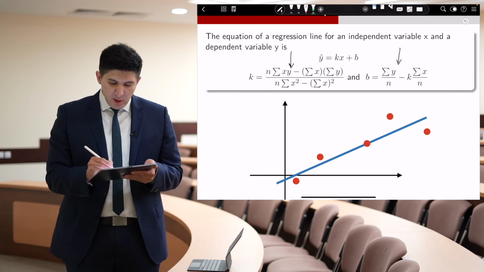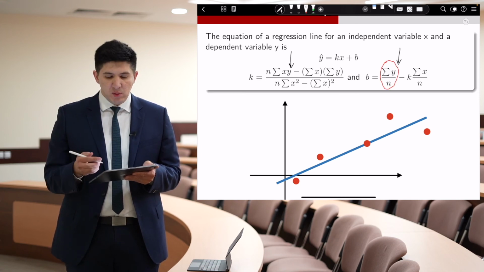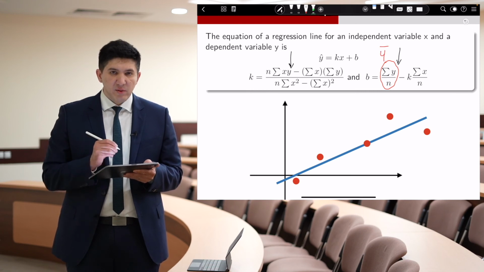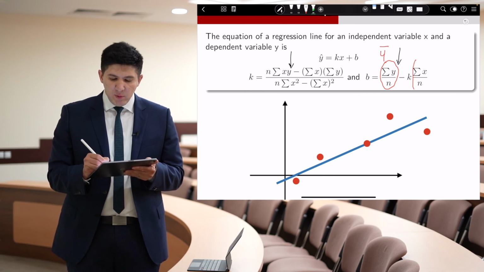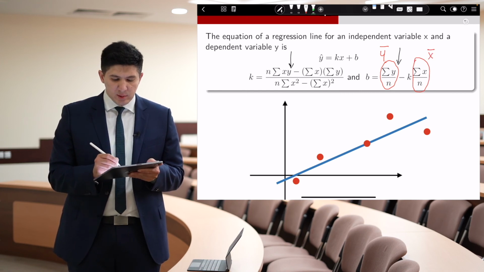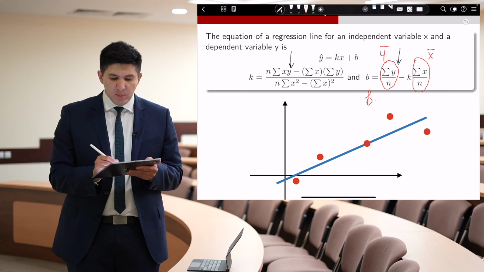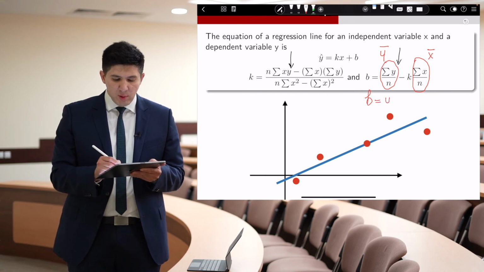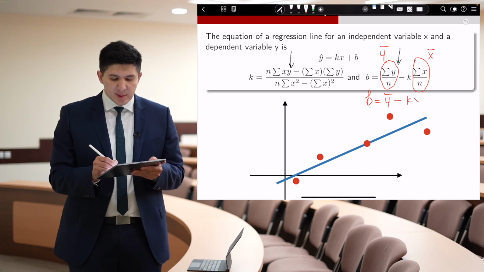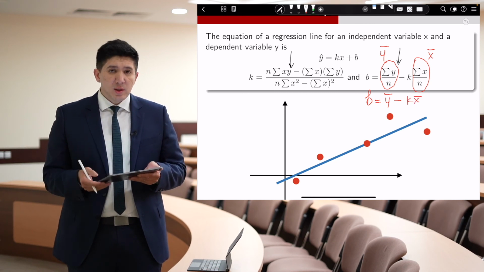Please note that whenever you take the sum of all of the values of y and divide by the number of points, it is nothing else than the average value of y. And whenever you take the sum of all of the x's and divide by n, this is nothing else than x bar. So this formula for the y-intercept can be simplified to y bar minus k x bar.